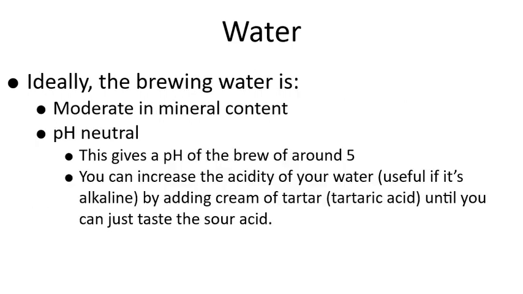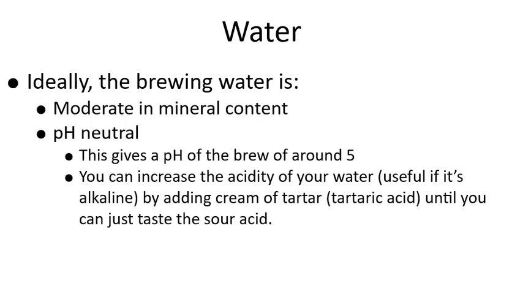Ideally, we want our brewing water to be moderate in mineral content, that is, not too hard but not too soft, and at a neutral pH. Starting with water of neutral pH, we'll end up with a brew with a pH of around 5, which will have a very slight sour taste. If you have alkaline water with a pH higher than 7, you can acidify it by adding some cream of tartar, which is tartaric acid, until you can just taste the sourness of the acid. For most of us, municipal tap water will be quite close to a pH of 7, and so this won't be a concern. But it can be an issue for those on well water, especially if the ground contains lots of limestone.